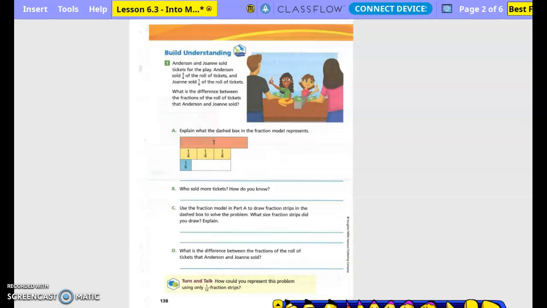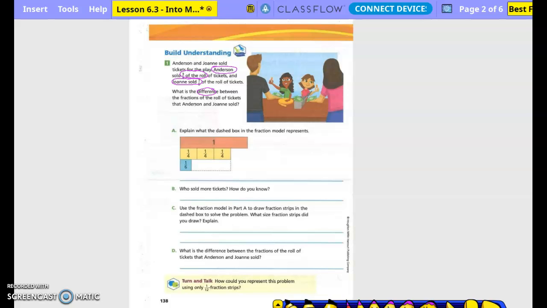Build understanding. Anderson and Joanne sold tickets for the play. Anderson sold 3/4 of the roll of tickets, and Joanne sold 1/6 of the roll of tickets. What is the difference between the fractions of the roll of tickets that Anderson and Joanne sold? So basically, what tells us if we're adding or subtracting? The difference, right? So we have 3/4 of the roll up here for Anderson, and then Joanne sold 1/6. The yellow represents Anderson, and the 1/6 represents Joanne.